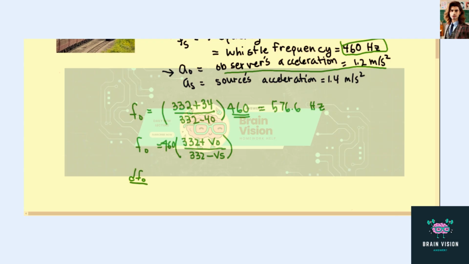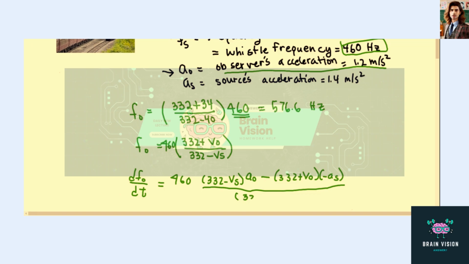All right, so here I go. The rate of change of the frequency with respect to time is 460, that's a constant, times the quotient rule. It's the bottom times the derivative of the top, which would be 0 plus the derivative of the velocity, which is the acceleration, minus the top times the derivative of the bottom, which would be minus the source's acceleration, all over the bottom squared.